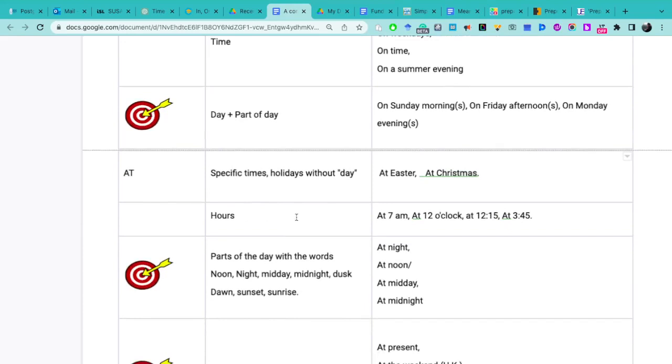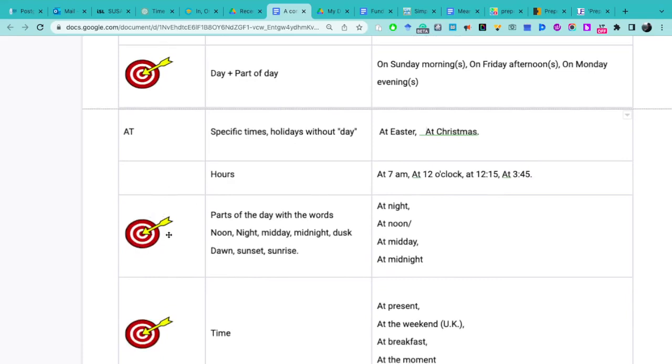With specific times: at 7 a.m., at 12 o'clock, at 12:15, at 3:35. Another important thing, this is also a rule that some of my students find confusing, because they say night is also a part of the day, midnight is also part of the day, but there are prepositions that must go with certain words. This is one of those cases where we must use the preposition at when we use the words night, noon, midday, midnight, dusk, dawn, sunset, and sunrise. At midnight, at night, at noon. Whenever you see these words in a test, the preposition you must use is at.